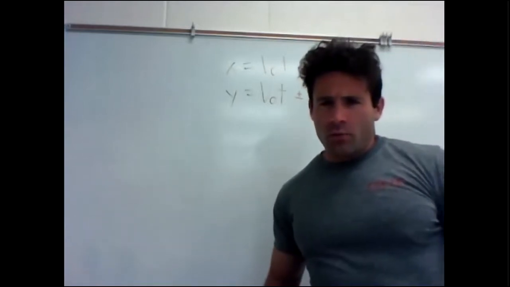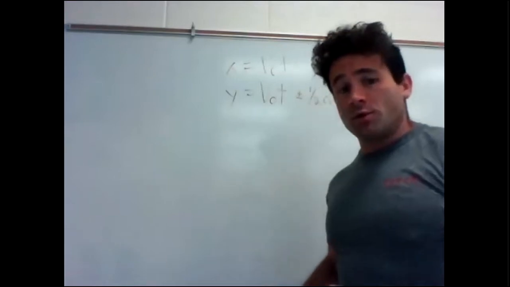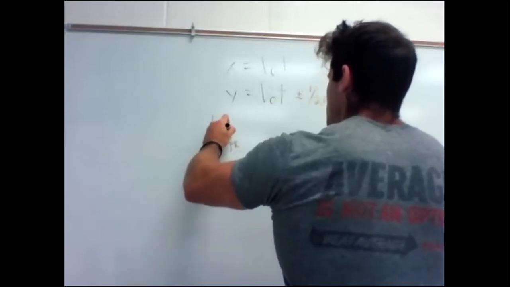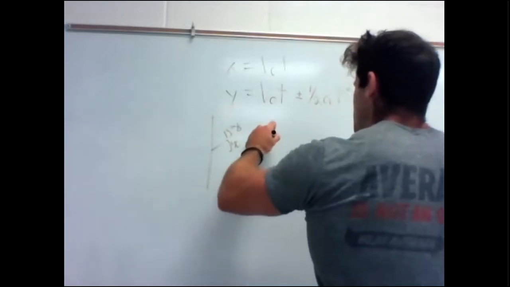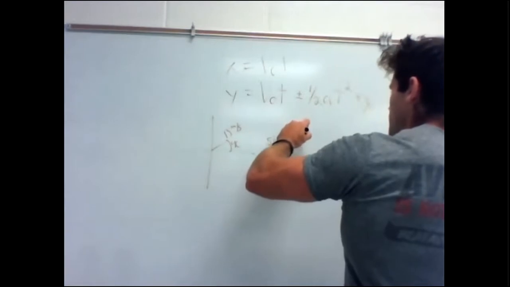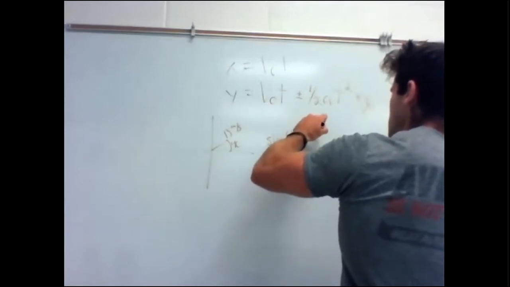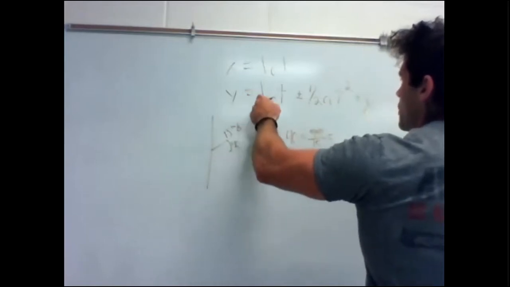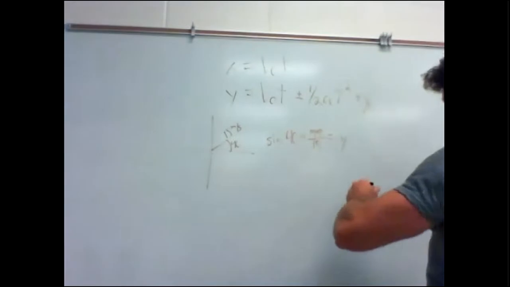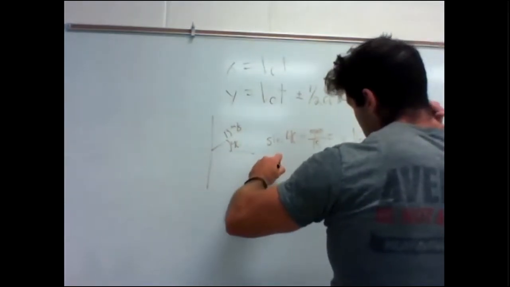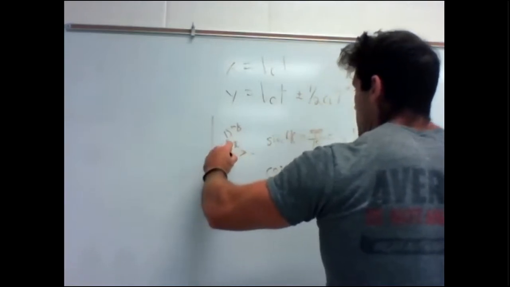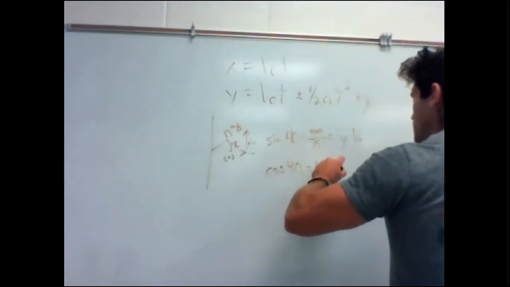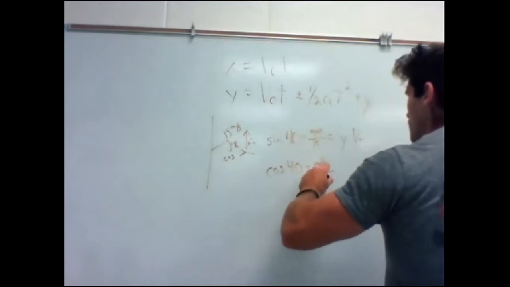Now, the ball's thrown at a 40 degree angle at 15 meters per second, which means the first thing we need to do is set up our axes where we know this is 40 degrees, this is 15 meters per second. So what we're going to have to do is take the sine of 40 degrees equals our opposite over 15, and that's going to give us our y velocity. And we have the cosine, which is going to give us the horizontal, equals our adjacent over 15.